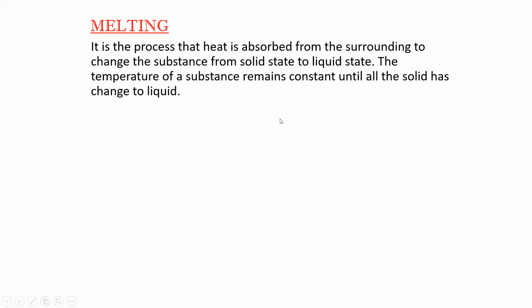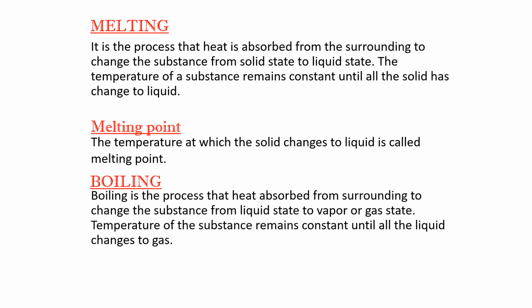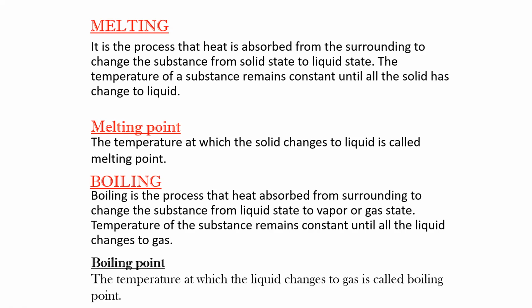Then what happens in a process of melting? When we supply heat energy to a substance in a solid state and it converts into a liquid without changing temperature, we call that melting. And melting point means the temperature at which a solid is converting into a liquid. Boiling means when we supply heat energy and the liquid converts into gas or vapor, but there is no change in temperature, we call that boiling, and the temperature at which this process occurs, we call that a boiling point.